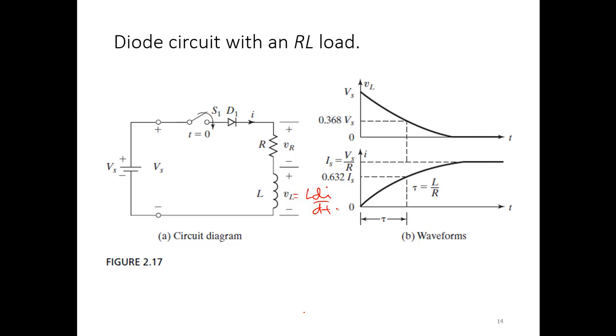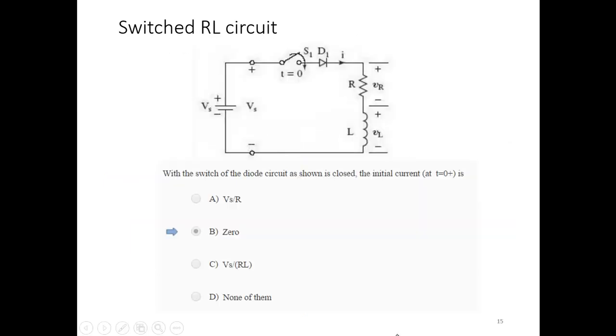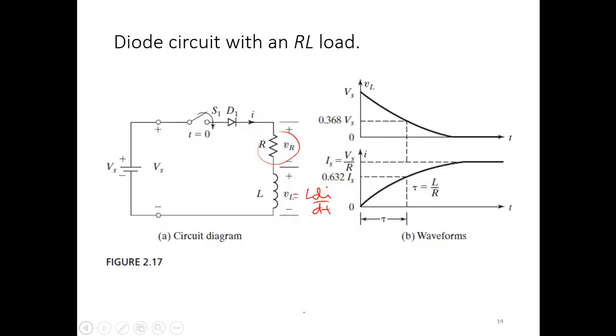If there is zero current, there is a zero voltage across the resistance. That means what do we expect? All the voltages will appear across the inductor. The inductor voltage will be the supply voltage, and the VR across the resistance will be small. That's what happens. Now slowly, the inductor current will rise.